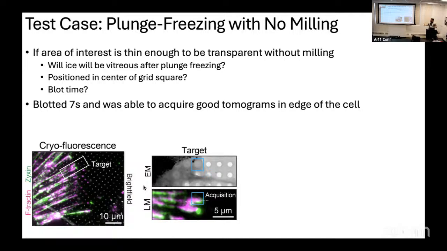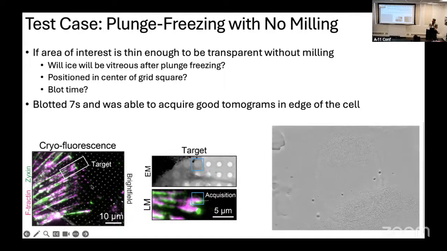They're not incredibly interesting cells, but we're just looking at the actin networks at the edge of the cell. You can see that this is a very small part of the cell that you can actually see through with the electron beam. That part of the cell is so thin that it was vitrified. If you go in here, I'm sure this is all non-vitreous. But I was able to, again, collect tomograms.